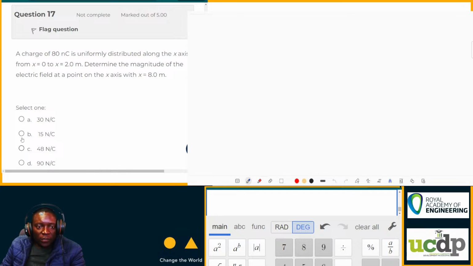But anyway, the first question goes: a charge of 80 nanocoulombs is uniformly distributed along the x-axis from x equals 0 to x equals 2 meters. Determine the magnitude of the electric field at a point on the x-axis with x equals 8 meters.